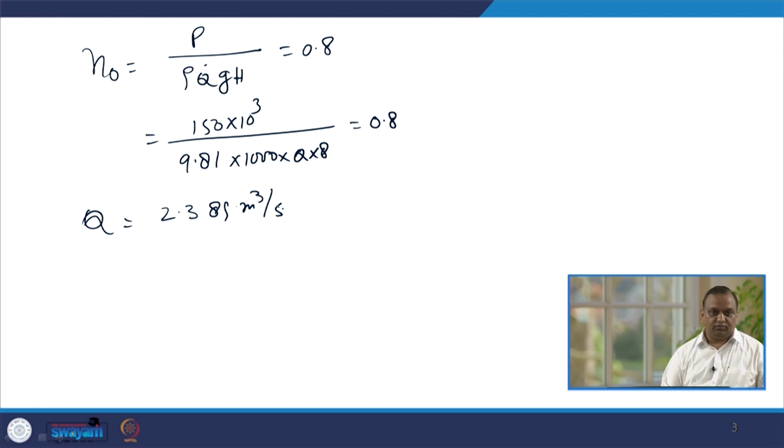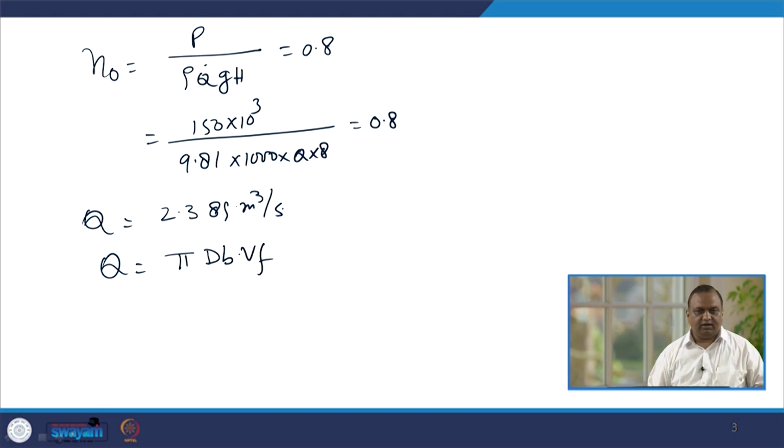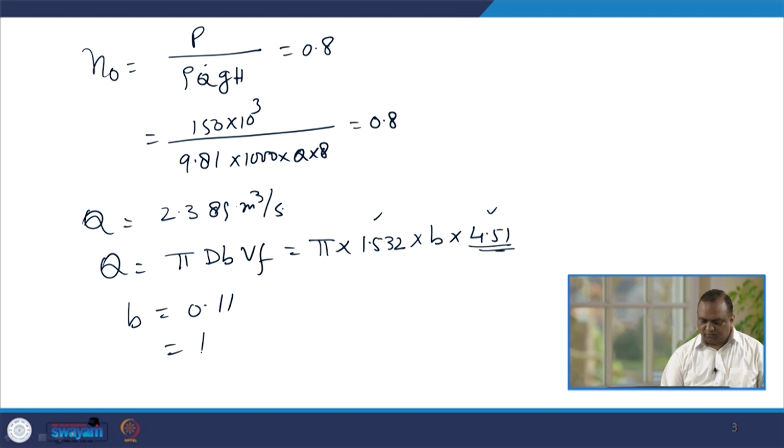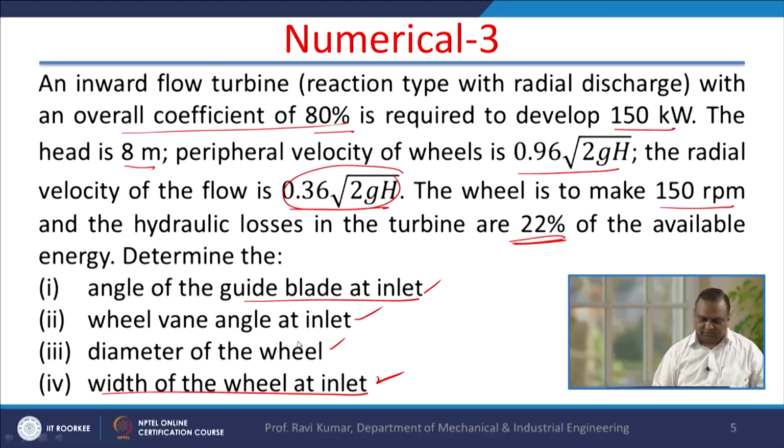Once we have the value of Q, flow rate, then Q is always equal to pi d b Vf, area multiplied by velocity of flow, and that is pi into 1.532 into b into 4.51, because we have already found the velocity of flow previously, and the diameter also we have calculated. This will give the value of b as 0.11 or 110 millimeter. So width of the wheel at inlet is 0.11 meter.